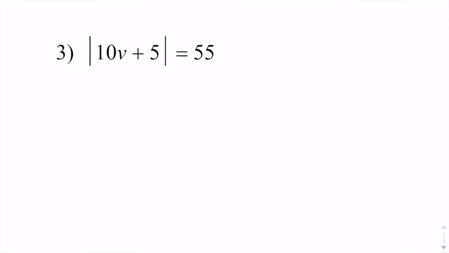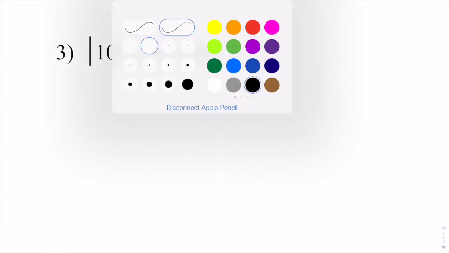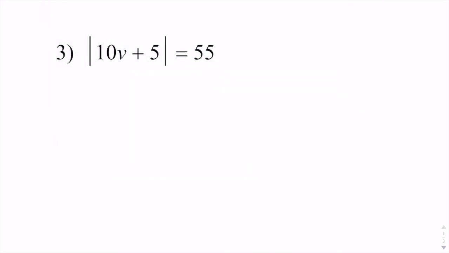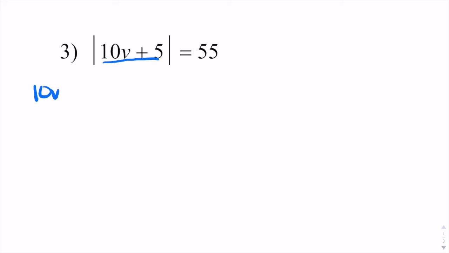For problem number 3, let me change the pen color. I got a little tired of black, so let's use blue now. We're going to do the same thing. The absolute value of 10v plus 5 has to equal 55. So that means either 10v plus 5 is equal to positive 55, or 10v plus 5 is equal to negative 55. So we'll solve the two equations.